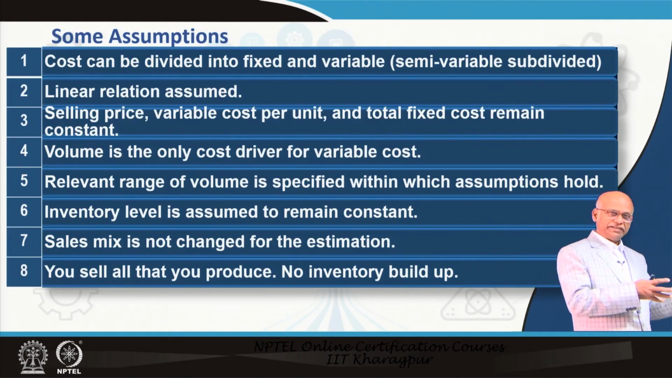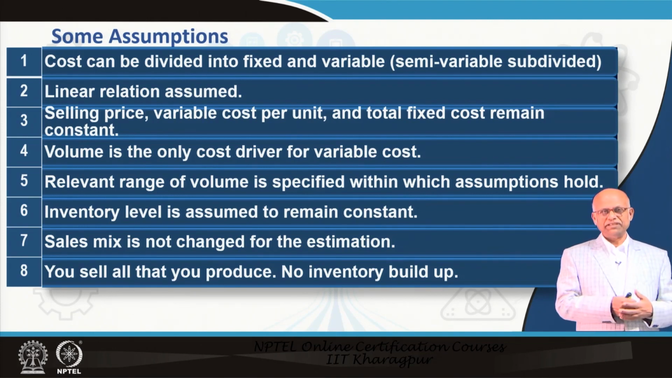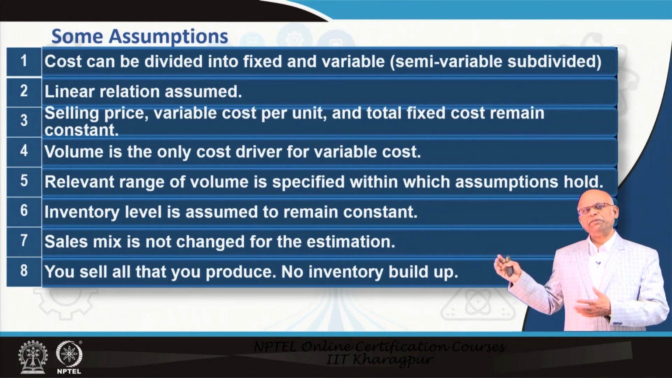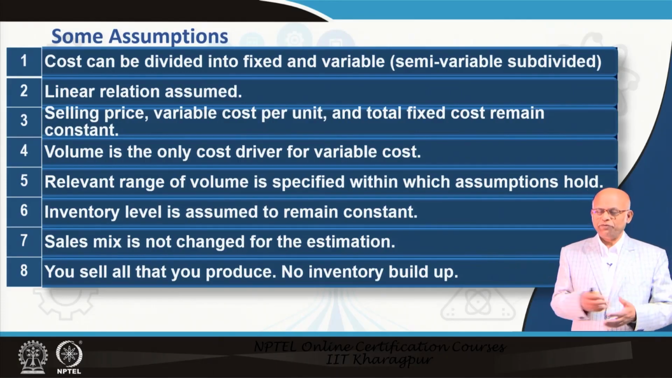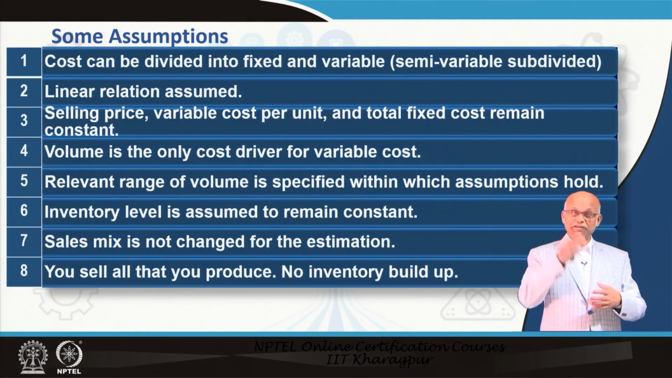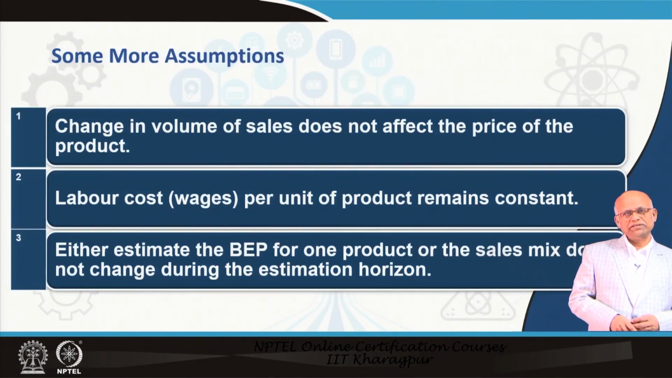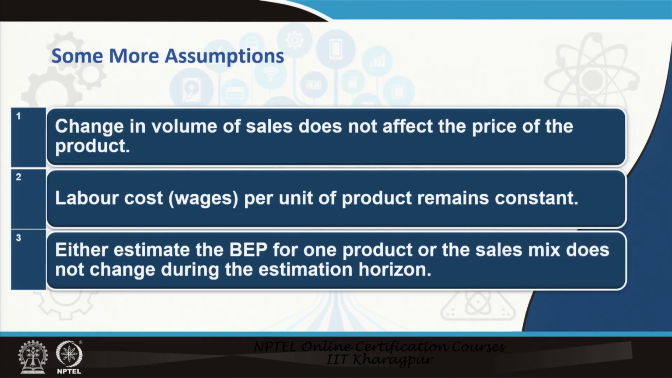So, if you are manufacturing say 60 garments and 40 shirts, 60 to 40 percent, we presume that this ratio will remain the same, otherwise it will go haywire, because the ratio of fixed cost and variable cost is going to change, and that formula will not hold. So, inventory build up is not going to happen, we have presumed that. Change in volume of sales does not affect the price, that is another assumption, as I said, that the sales line will be a straight line. Labor cost per unit may or may not remain the same, but we presume that it will remain the same.